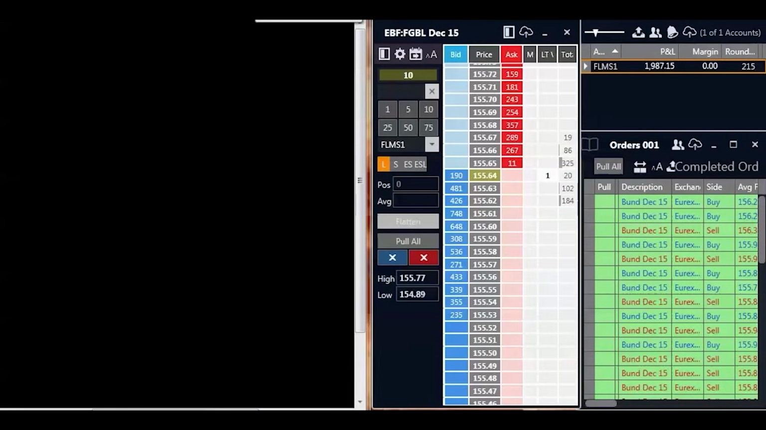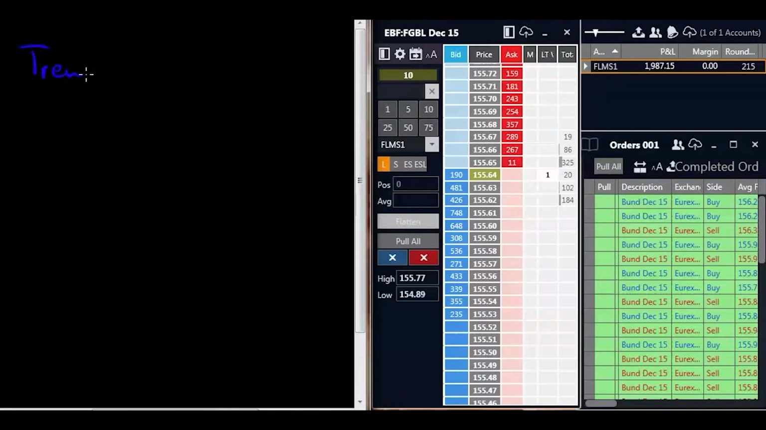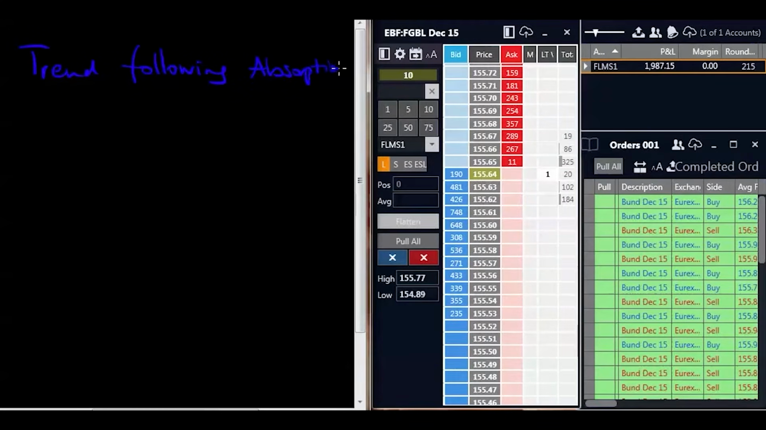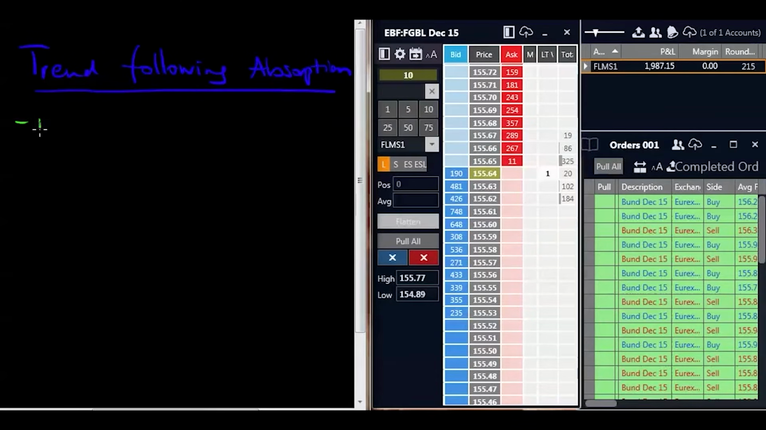Okay, welcome to this segment on the absorption and reloading module. We're looking specifically in this part at trend following absorption. Now, specific to trend following absorption, what we're going to be looking for very, very simply is positioning with the trend, with the prevailing trend.